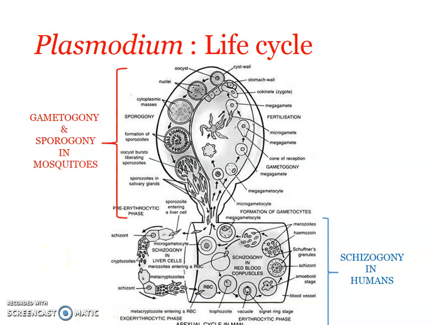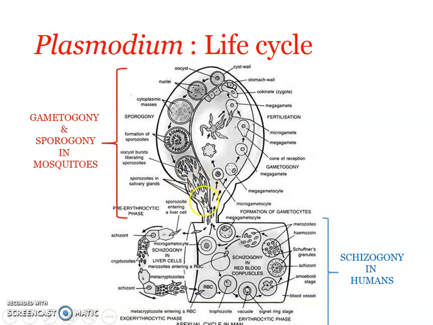So welcome back. We'll be continuing with the life cycle of Plasmodium. The life cycle of Plasmodium vivax, as we have already seen, is digenetic. That is, it is completed in two hosts. One is the human, where the asexual phase is completed, while the sexual phase of the life cycle is completed in the female Anopheles mosquito.